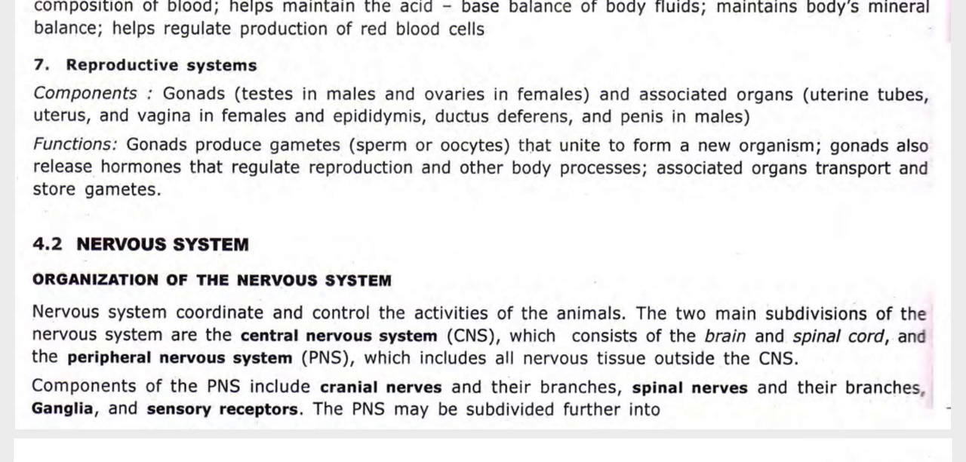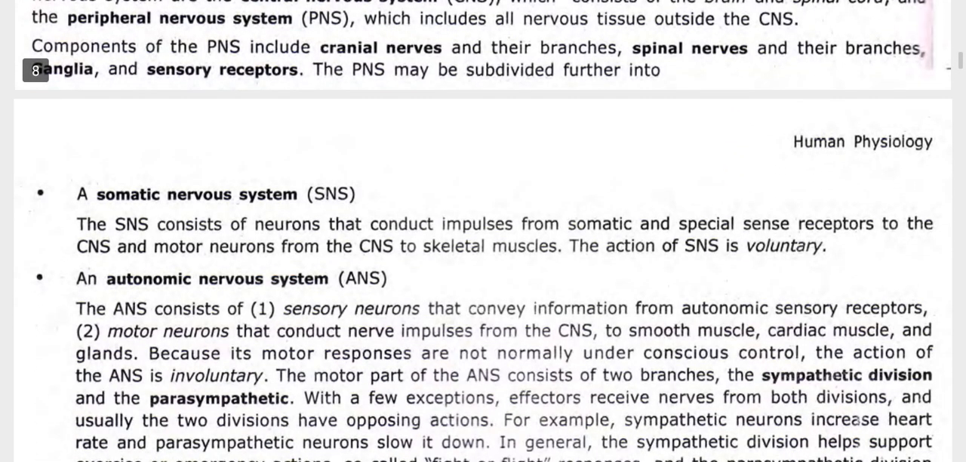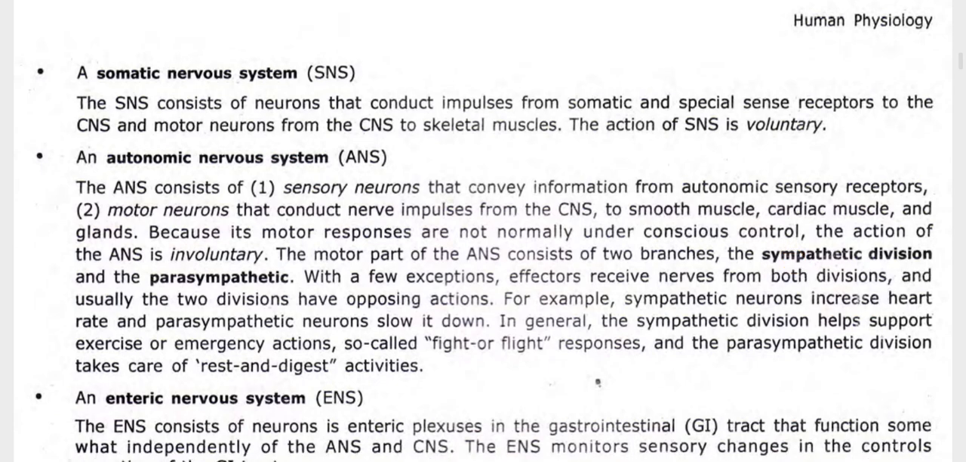The PNS may be subdivided further into the somatic nervous system, or SNS. The SNS consists of neurons that conduct impulses from somatic and special sense receptors to the CNS, and motor neurons from the CNS to skeletal muscles. The action of the SNS is voluntary. Next, the autonomic nervous system, or ANS. The autonomic nervous system consists of sensory neurons that convey information from autonomic sensory receptors.